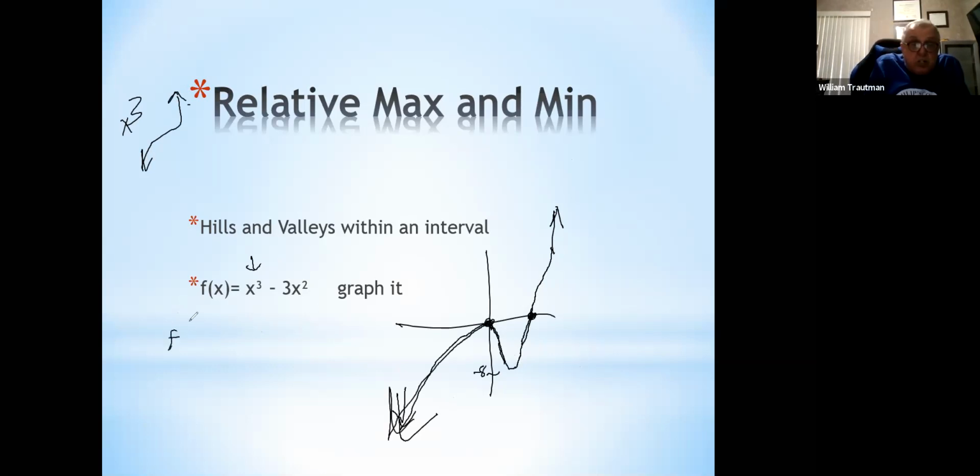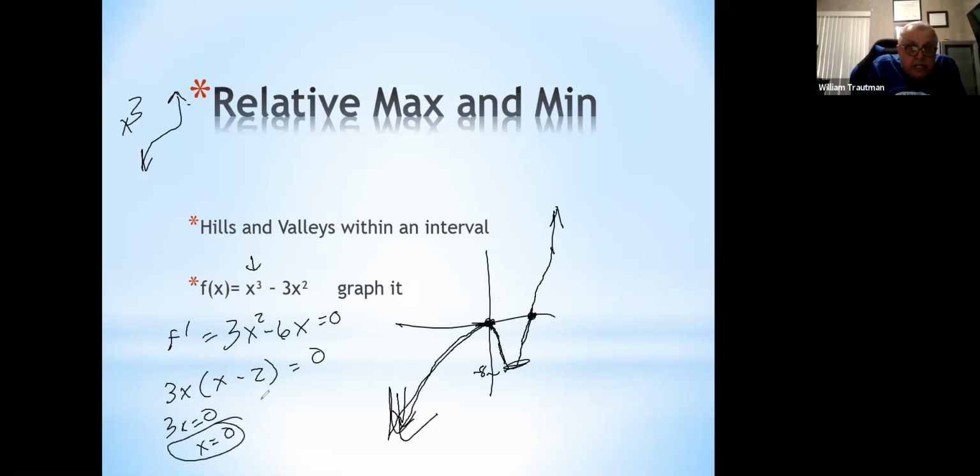Then we took the first derivative, and we set the first derivative equal to 0 to find out where the slopes are 0 on the graph. Remember, the first derivative gives the slopes. We factored out a 3x and got x minus 2. And we said, okay, x equals 0 is a critical number, and x equals 2 is a critical number. There's 2 and there's 0.